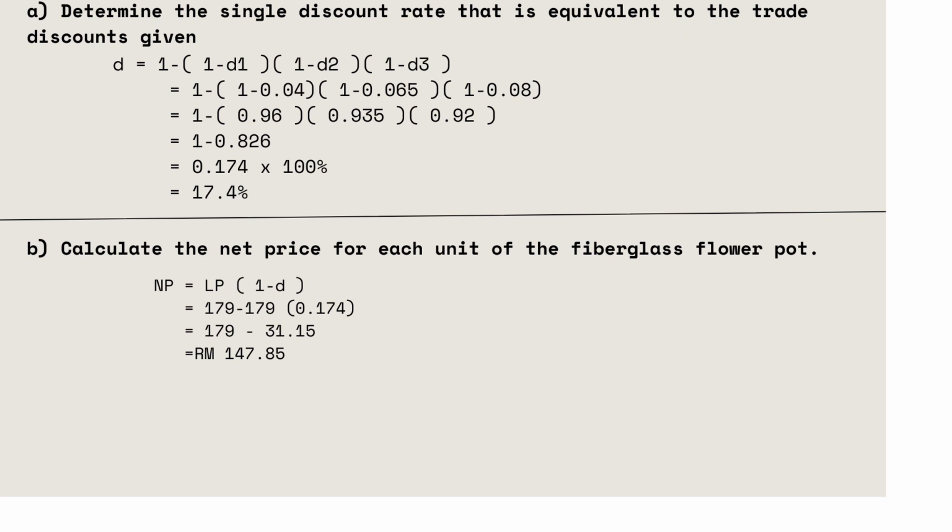But you need to multiply with 100% because we need the percent answer. Then you will get 17.5% for the answer.